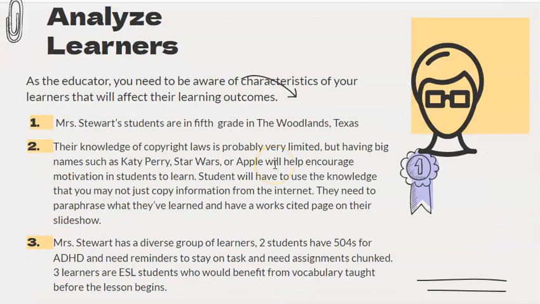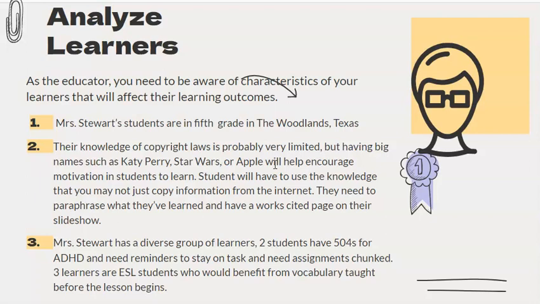The A in the Assure model is for analyze learners. As the educator, we need to be aware of the characteristics of the learners and how these characteristics will affect their learning outcomes. Miss Stewart's students are in 5th grade in The Woodlands, Texas, which is a pretty affluent area with a lot of familial support. Their knowledge of copyright laws is pretty limited, but having big names such as Katy Perry, Star Wars, or Apple will hopefully help encourage motivation in the students to learn.